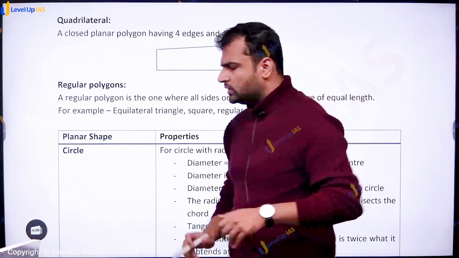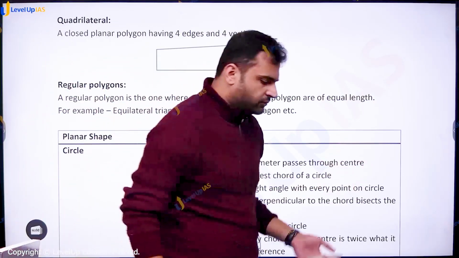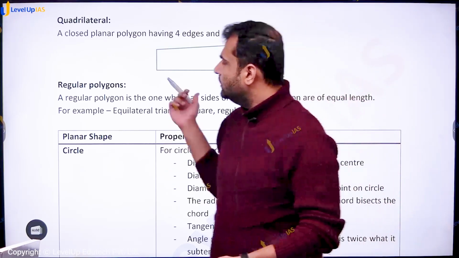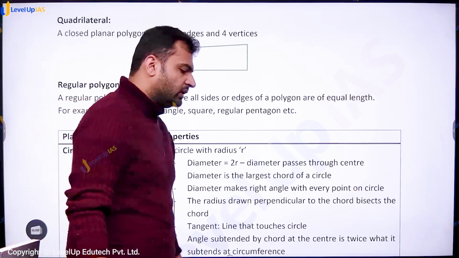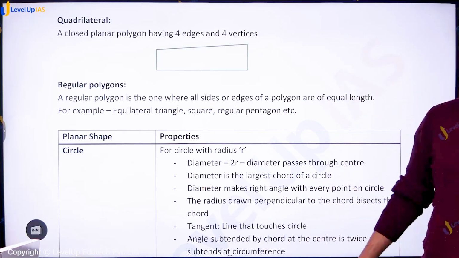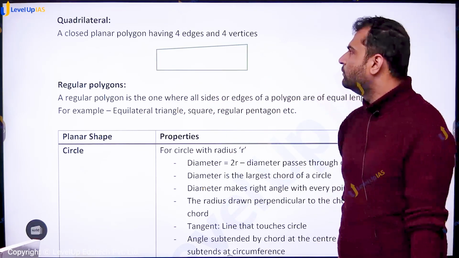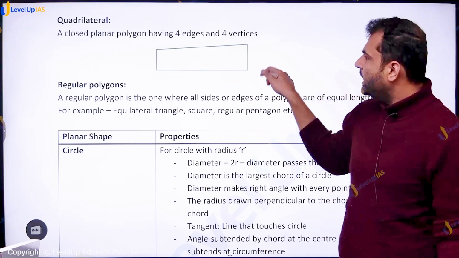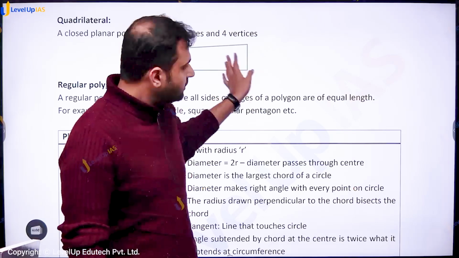Today we'll see some planar shapes and very important basic properties of these few planar shapes. First is quadrilateral. Quadrilateral means a shape which has 4 sides, 4 vertices, and therefore 4 angles. A planar polygon having 4 edges and 4 vertices. These are vertices, and the edges are straight lines. They intersect in these 4 points.